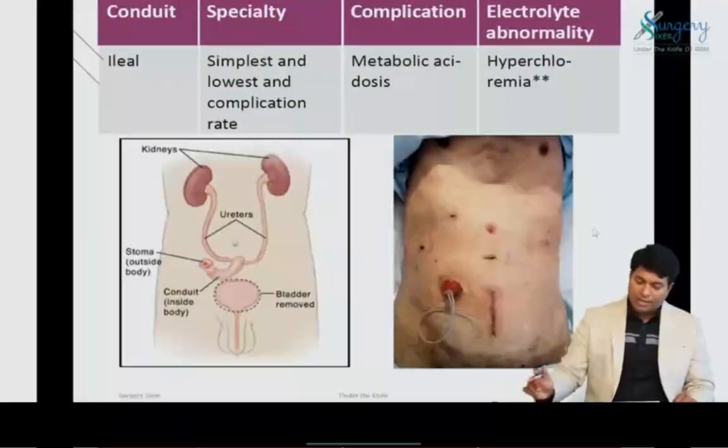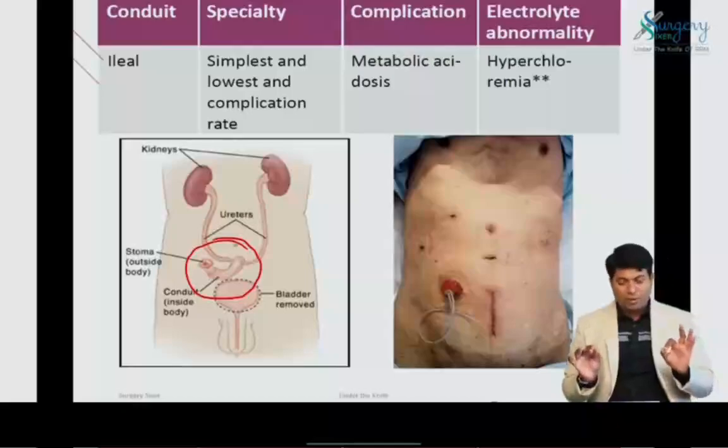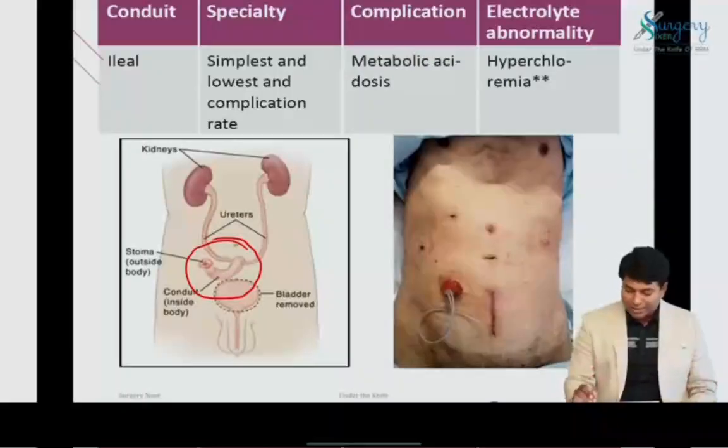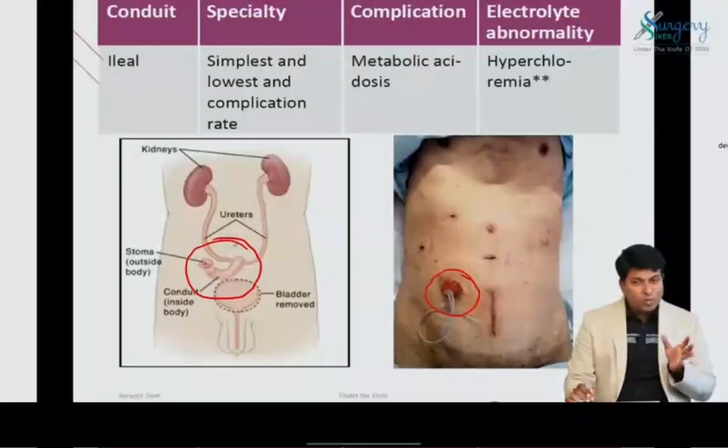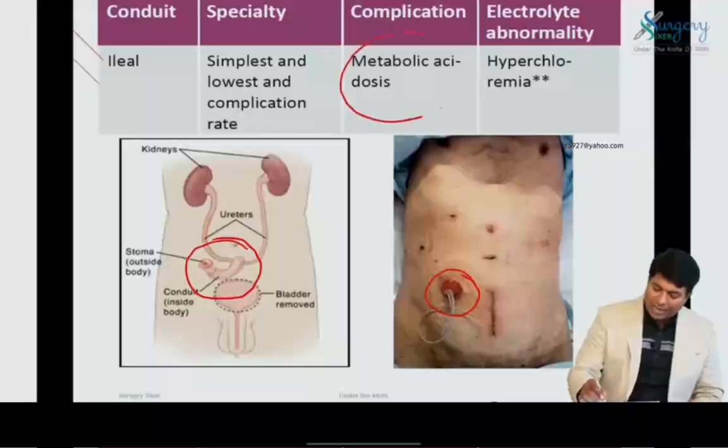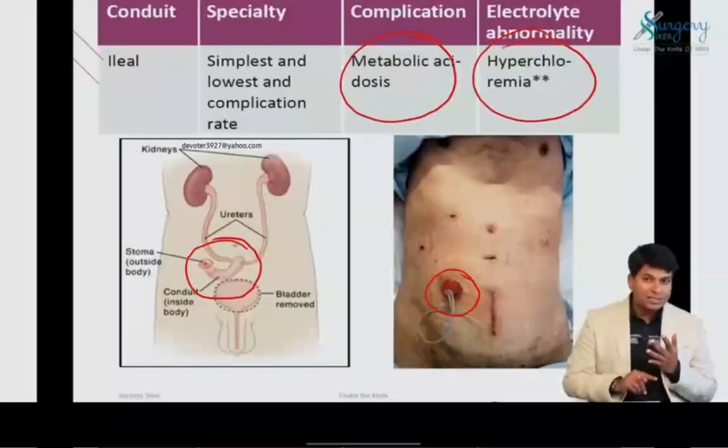So please don't forget, this is a conduit shown here, which is an ileal conduit. Whatever you are reading or forgetting, don't worry, but please don't forget the ileal conduit. We can make it a continent conduit by a Kock pouch or a Mitrofanoff procedure. They will have metabolic acidosis and hyperchloremia.